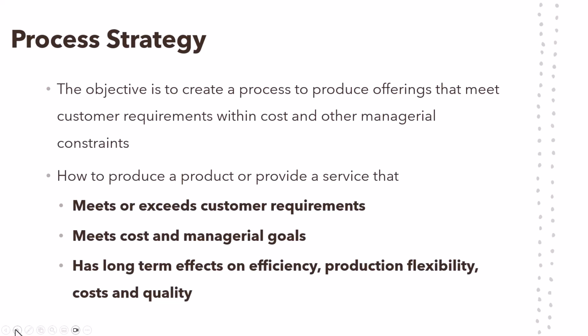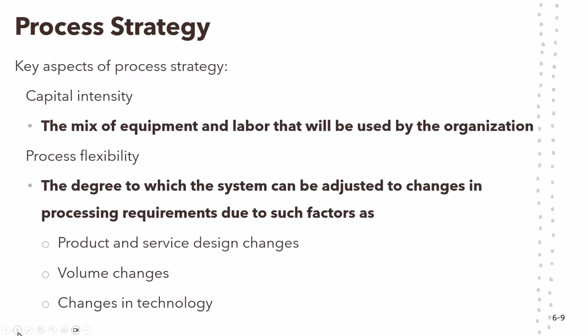How do you produce a process strategy? It looks at how to produce a product or a service that meets or exceeds customer requirements, meets cost and managerial goals, and has long-term effect on efficiency, production flexibility, cost, and quality. Key aspects of process strategy are capital intensity, meaning the mix of equipment and labor that you'll use, and is the process flexible enough, meaning if the volume increases or the speed of the line increases, can you respond quickly enough to keep up with the expected output?